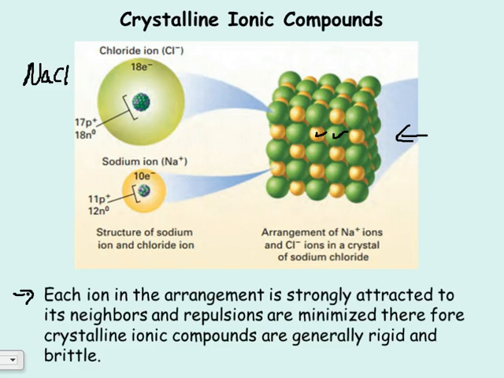Therefore, crystalline ionic compounds are generally rigid and brittle. So they stay pretty much in that shape. Again, you have that plus and minus attraction, so they tend not to move. They stay pretty rigid, and therefore we have a crystalline compound. Forms a crystal.